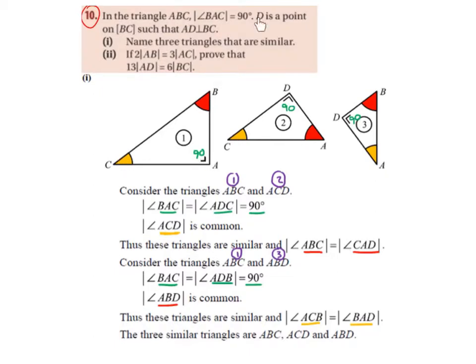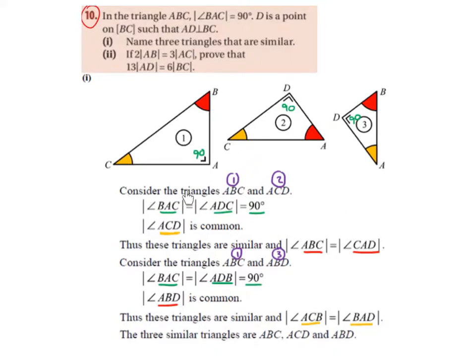And we know that D is a point on BC. So here's BC, and this is the point D, such that AD is perpendicular to BC. So if we imagine that this triangle was actually inside of this triangle here, but we've drawn them out separately so that we can see more clearly what's going on.